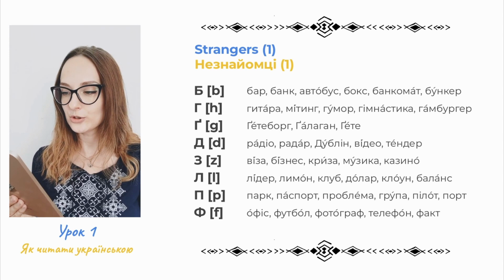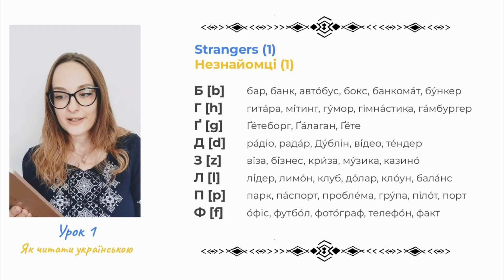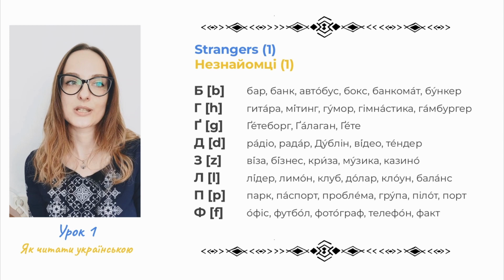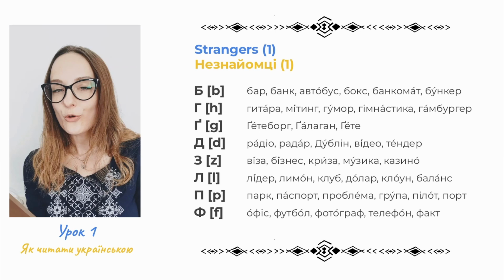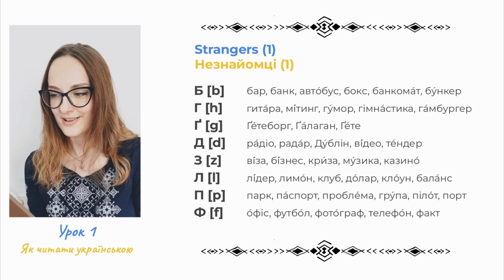And the next letter, letter F, has sound F. This letter was taken into the Ukrainian alphabet quite late, and all the words that include this letter are borrowed into the Ukrainian language. So, office, футбол, фотограф, телефон, факт. Let's go on.